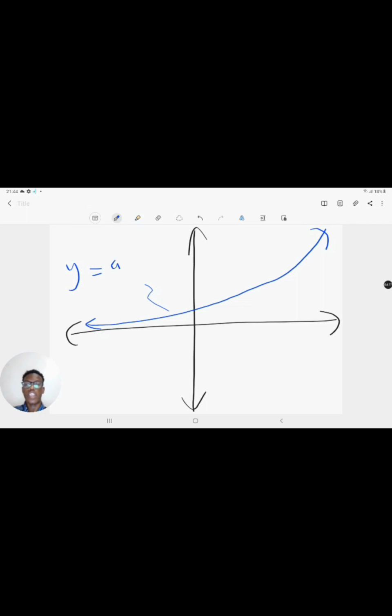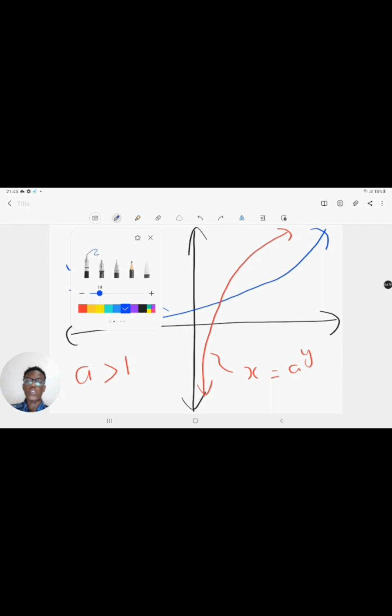I'm going to rewrite that equation: y equals a to the power of x. And I'm going to replot the inverse of my exponential, and I know that this is x equals a to the power of y. We know that a is greater than 1 in both instances. Now you will agree with me on the following point. If you look at the blue equation and the blue graph, you will agree that y is always positive.